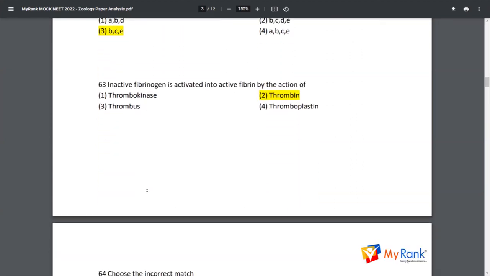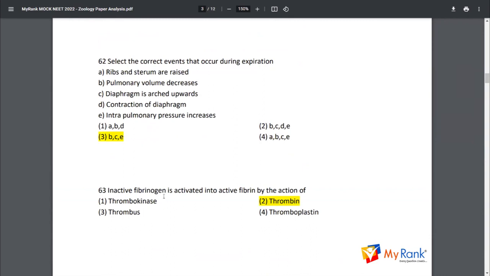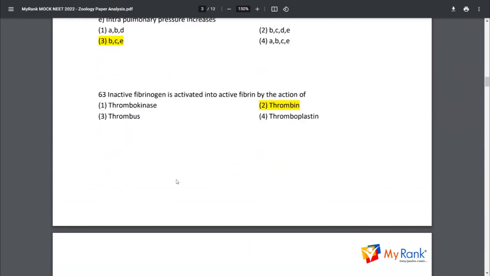The next one, question number 63. Inactive fibrinogen is activated into active fibrin by the action of... The component which converts inactive fibrinogen to active fibrin is thrombin, which is option 2.